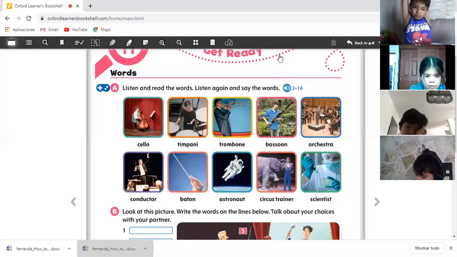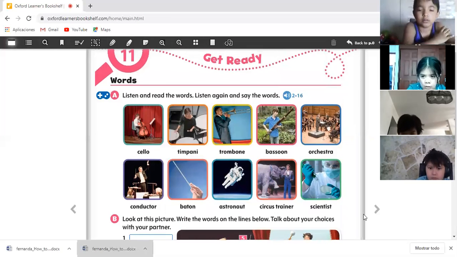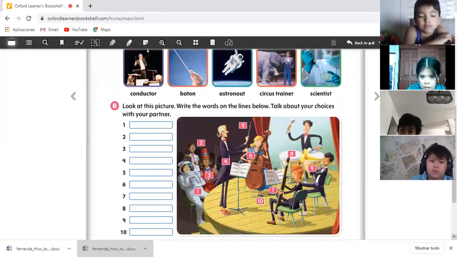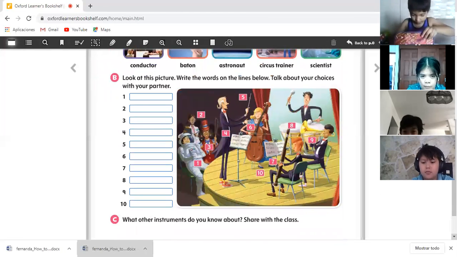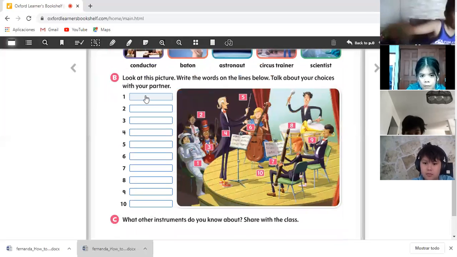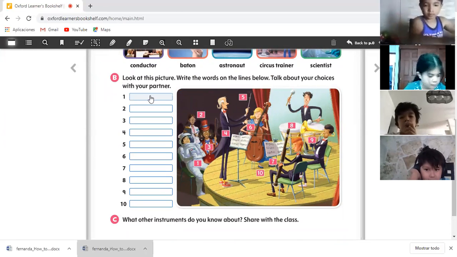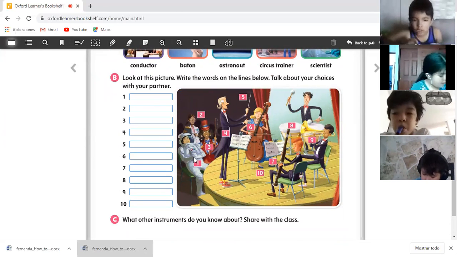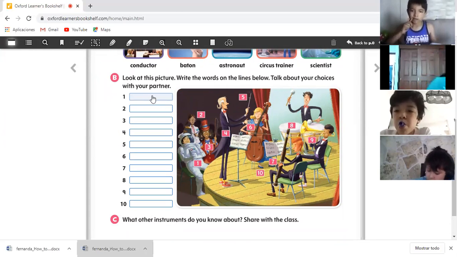Scientist. Okay, not everything is music, right? The astronaut and the circus trainer, science. There's something else. Okay, here you go. We're going to write down what everything is. Okay, what is number one? Come tell me, what is number one? Here he is. Astronaut. Okay, write it down.